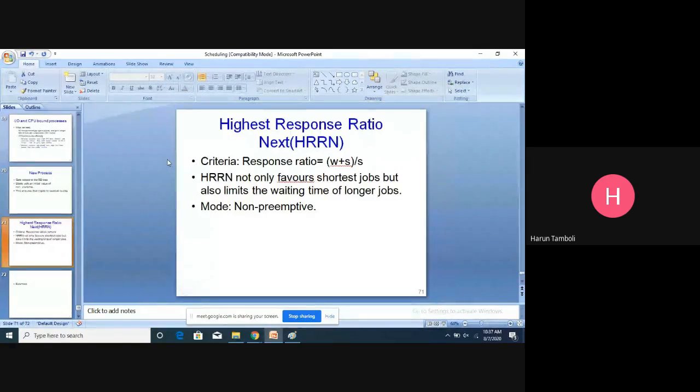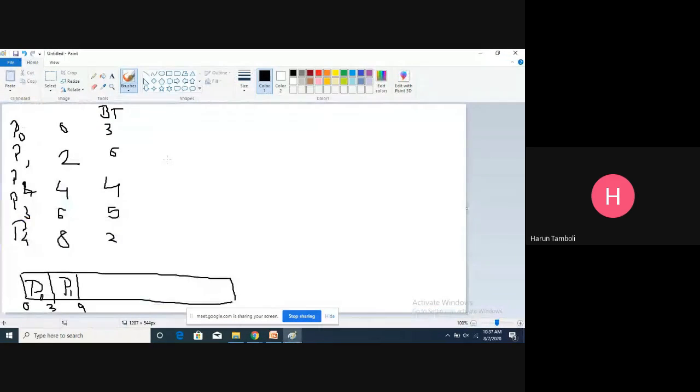This formula is giving the response ratio, and the process whose response ratio is high will get the CPU. So the calculation of the response ratio will take place for all these 3 processes. Are you getting it? First, suppose for process P2, we are calculating the response ratio.